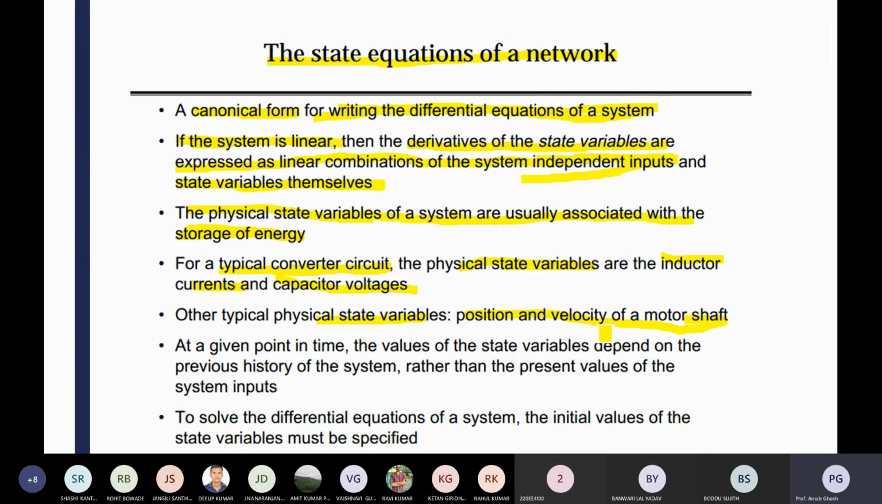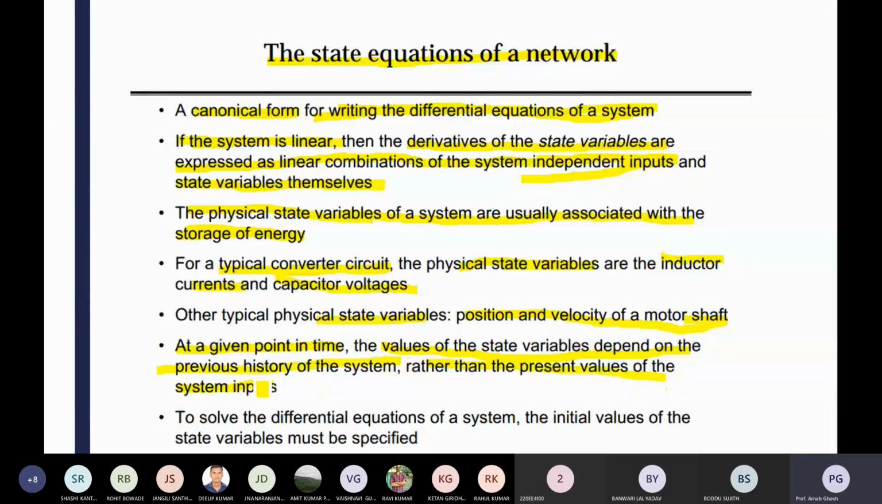Sometimes there are dedicated applications for machine drives. In that case, the position and the velocity of the motor shaft also have to be considered as physical state variables. At a given point in time, the values of the state variables depend on the previous history of the system rather than the present value of the simple inputs.